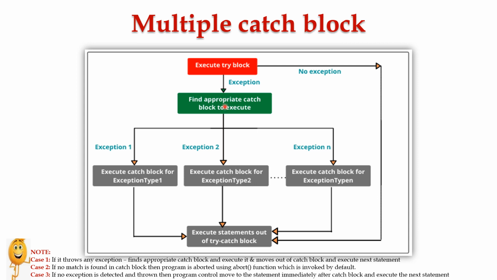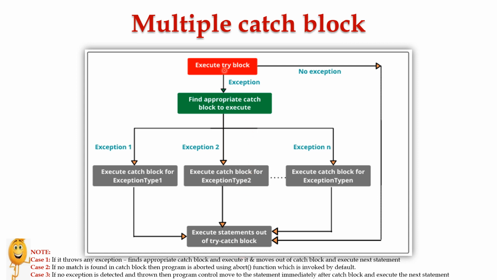So if the type of the exception object matches with the argument type in the catch statement, then that catch block is executed and the control is moved to the statement out of the try catch block. So it executes the statement and ends up with the successful execution of the code. The case 2 is if a match is not found in any of the catch statements, then the program is aborted with the help of the abort function, which is invoked by default, and the program gets terminated.